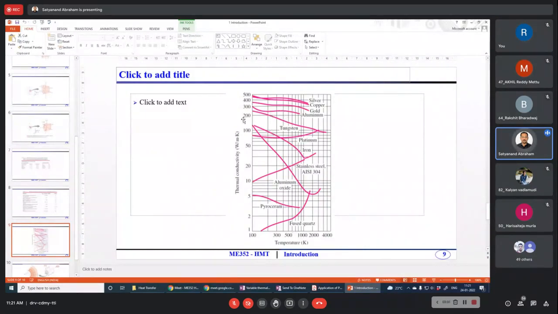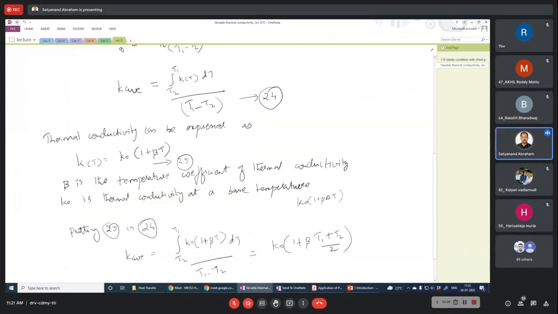Obviously, if you are taking a range of 0 to 1,000 degrees or so, it may not vary linearly all the time. But in many practical conditions we need a maximum of 200, 300 or 500 degrees. In that case, we can assume the variation to be linear and give the equation k0 into 1 plus beta T. If you average that, we can get some average thermal conductivity.